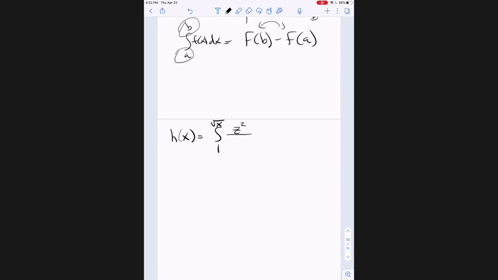This is a z. I put a dash through the z's. So h of x equals the integral from 1 to the square root of x of z squared over z to the 4th plus 1 dz. Find h prime of x using the fundamental theorem of calculus. Then Madison will share her screen and show us how it's done.